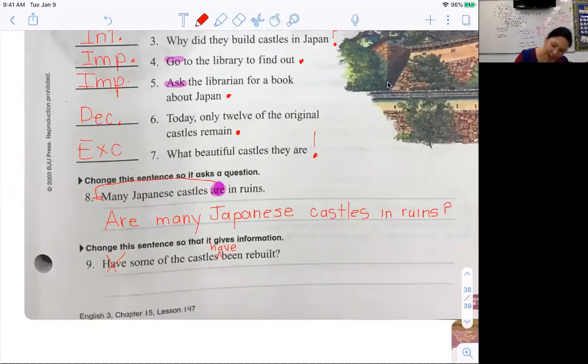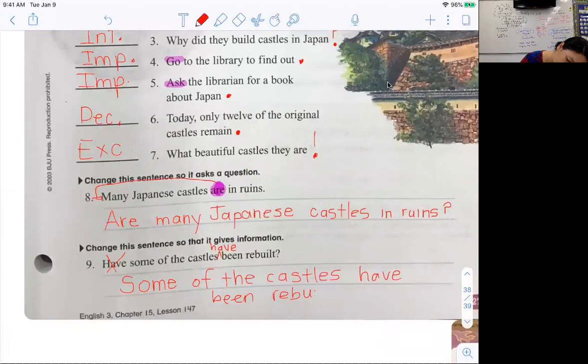Okay, so I'm going to take off have and I'm going to slip it in right here. And now I'm just telling you, instead of asking, have some of the castles been rebuilt? I'm going to tell you, some of the castles have been rebuilt. And see how we're changing an interrogative sentence into a telling, a declarative? Some of the castles have been rebuilt. Period. Because now it's not a question, now it's a declarative statement. Okay, that's probably the trickiest part.